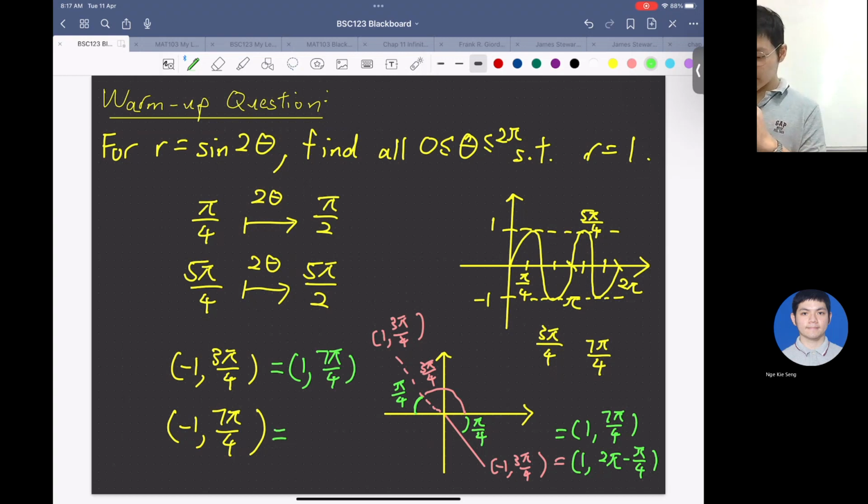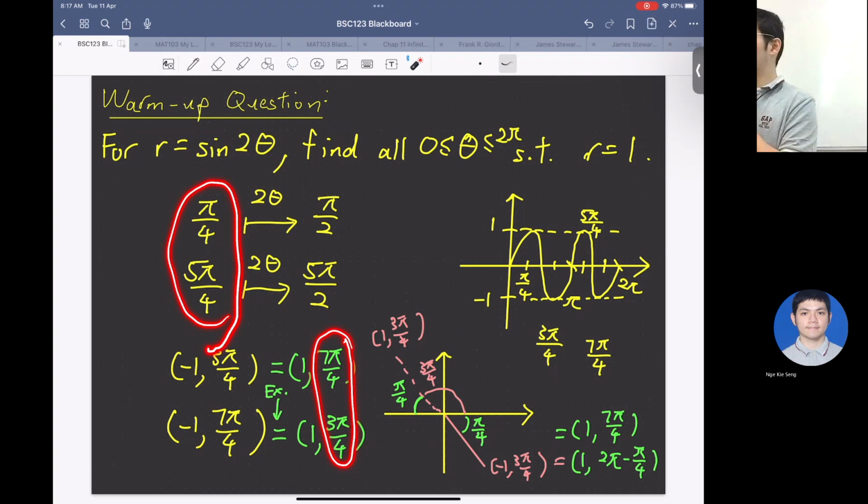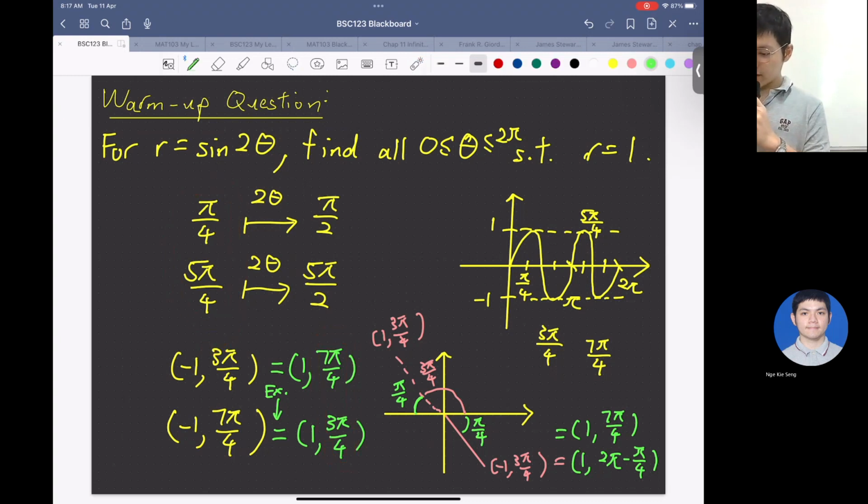You can also compute the same way, and you will get (1, 3 pi over 4) for this other point. And then you can see that these two points are really different from these two points here, although they all get sent to 1.